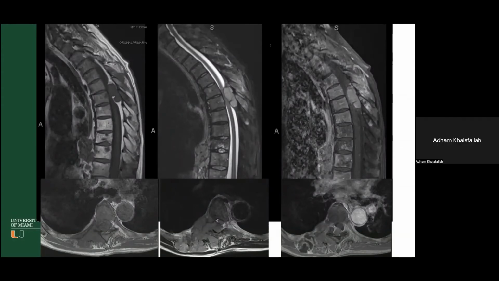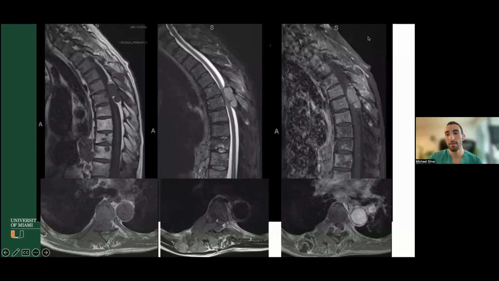If it's arising from the pedicles, if there's disruption of the joints... Damien, do you want to chime in?